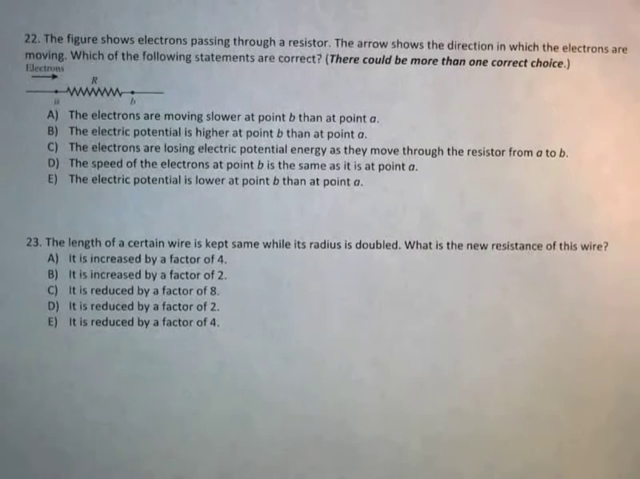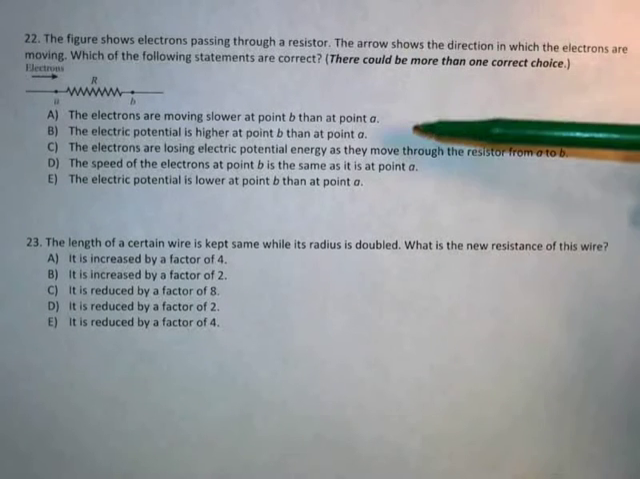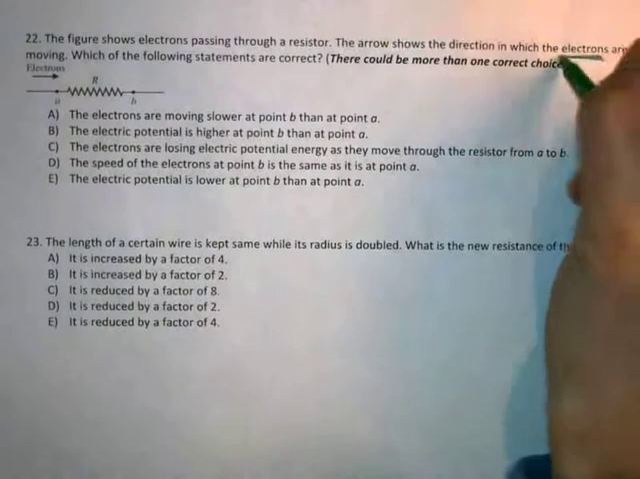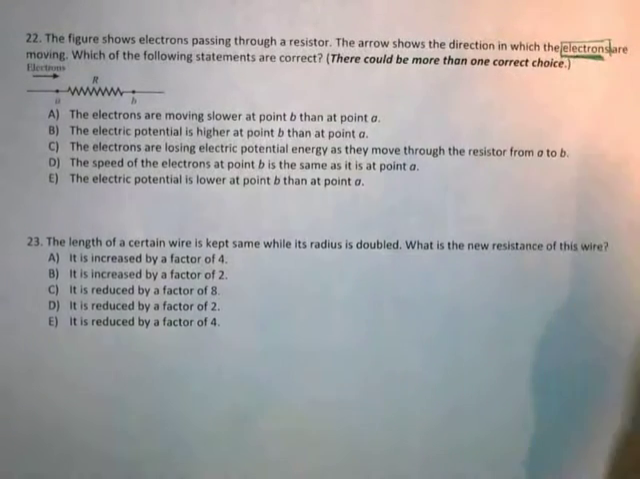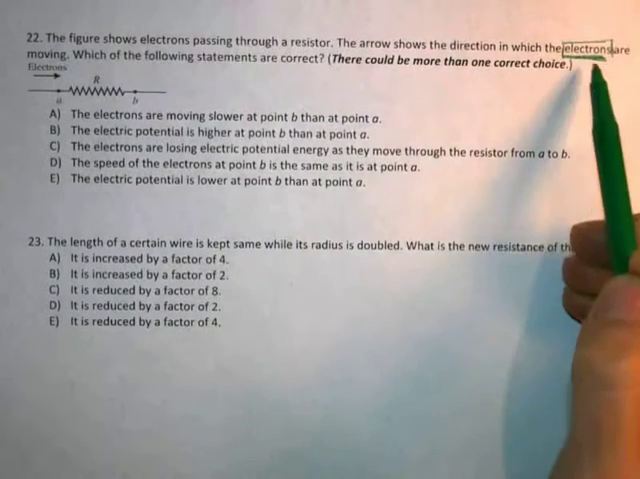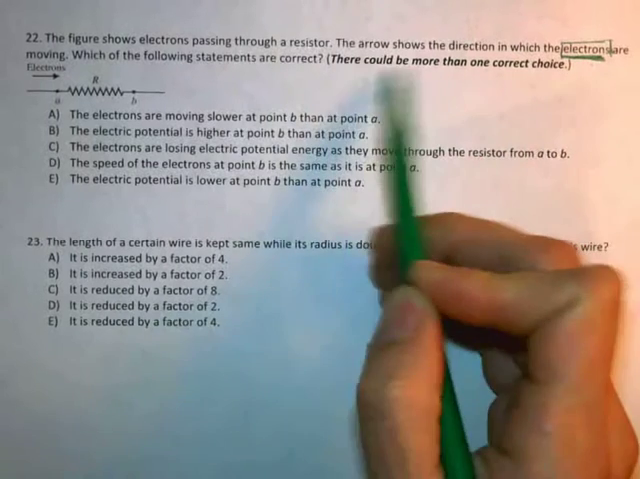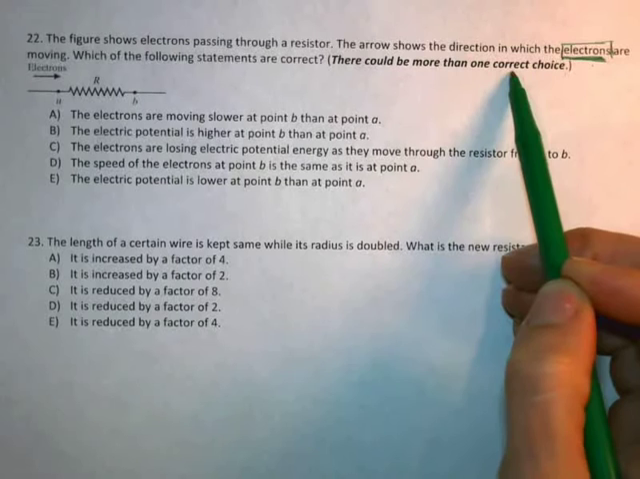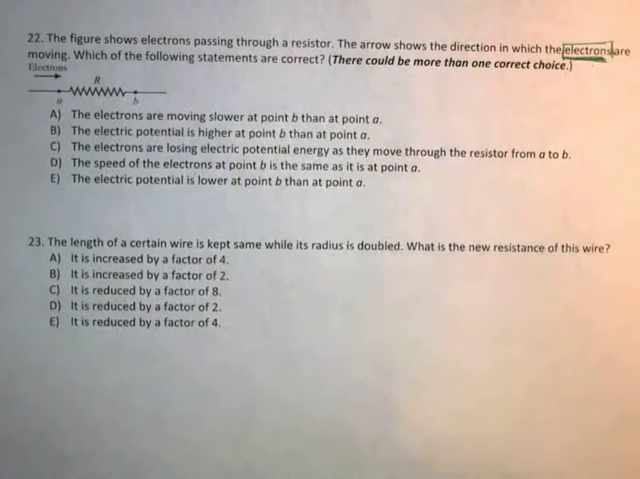All right, so next we have electrons passing through a resistor. Arrow shows the direction in which the electrons are moving. I'll underline that. If this was a test question, I would make sure to bold that. Although this wouldn't be a test question, because I never have more than one correct choice as test questions. So what is correct?